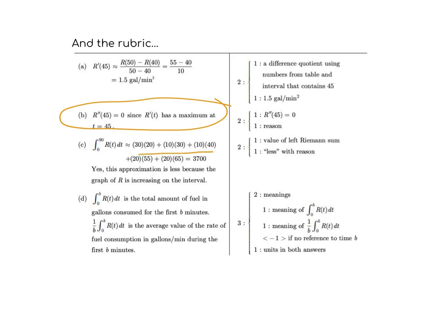Part C, make sure you show those calculations. You need those widths and heights. Pictures are not good enough. Approximation is less because r is increasing. You could just say r is increasing, not the graph of r. And then part D, I think I've said several times, so we are good to go.